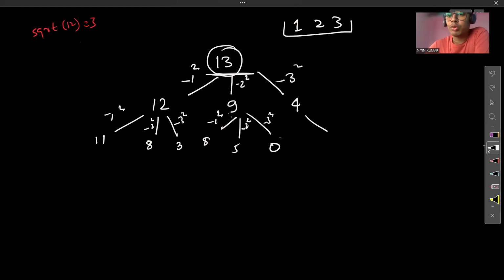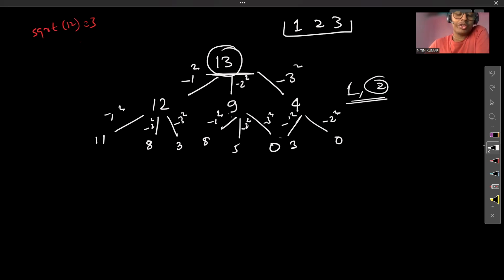For this one, 4, when I take the square root of 4, the value is 2. So the value which I subtract from this value is either 1 or 2. If 1 square is subtracted, then the value will be 3. And if 2 square is subtracted, then the value will be 0.